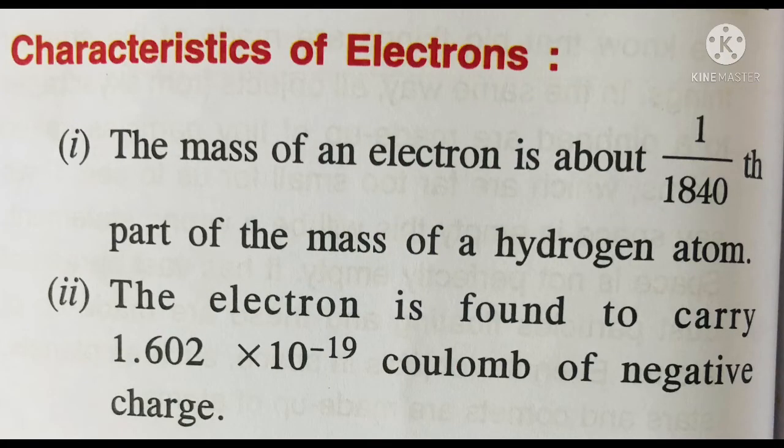So the next one is the characteristics of an electron. The first point is that the mass of an electron is a small fraction of the mass of a hydrogen atom. The second point is that the electron is found to carry 1.602 into 10 raised to power minus 19 coulomb of negative charge.